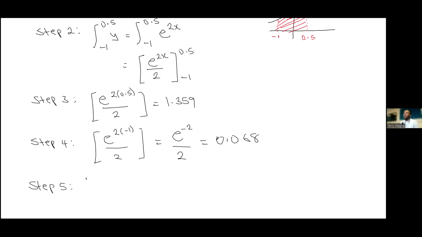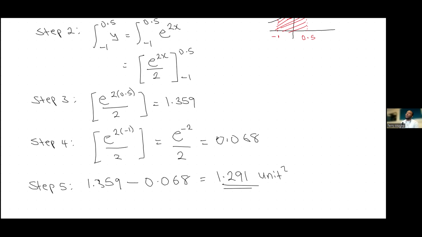Then step 5, which is the final step, we subtract step 4 from step 3, that is y1 minus y2. So it's going to be 1.359 minus 0.068. When you press this in your calculator, it's going to give you 1.291 units squared. All right, so that's how you find the area under the curve entirely above the x-axis.